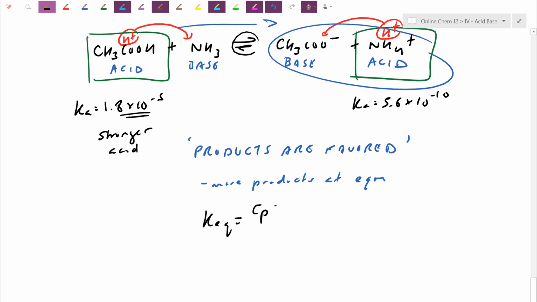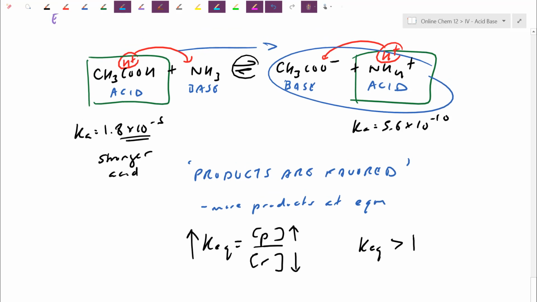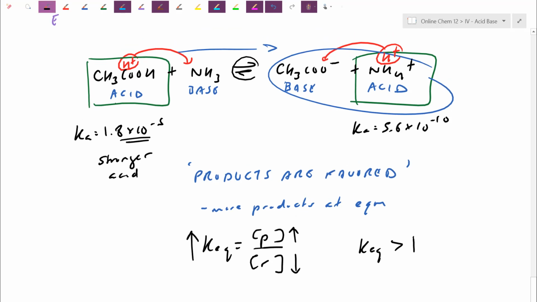If KEQ in general is products over reactants, and you've now decided there's more products, the higher the numerator, the lower the reactants, that means KEQ is very large, so KEQ is bigger than 1. If we ended up forming an acid that was actually stronger than my acetic acid, the stronger team on the right side, I'd say reactants are favored. If the reactant value is bigger, the KEQ is something between 0 and 1, less than 1.